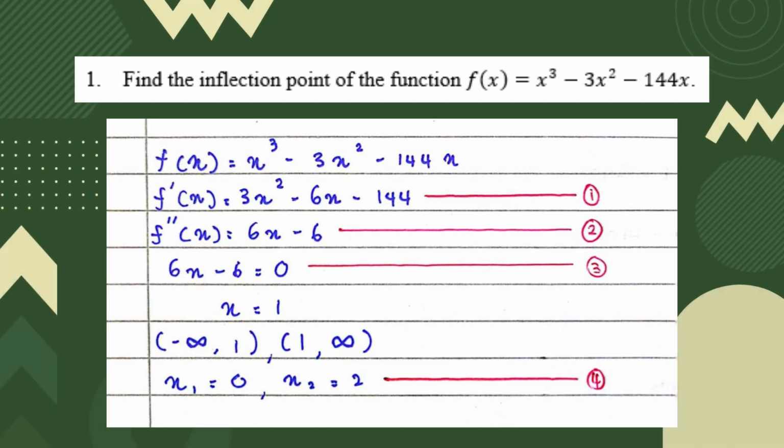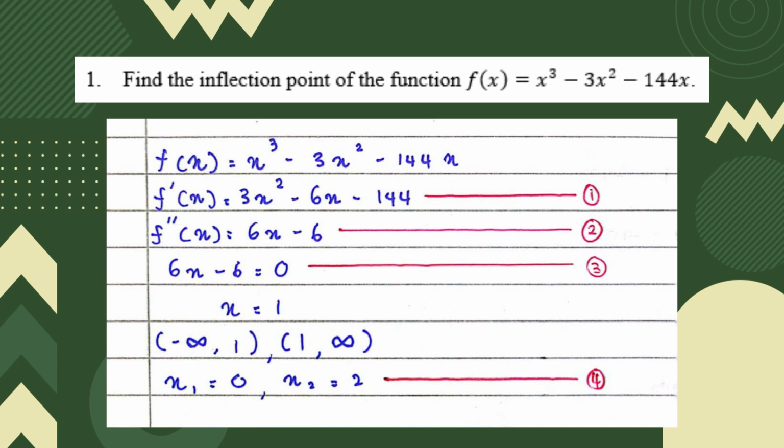For the first question, we will try to solve how we can find the inflection point for the function x cubed minus 3x squared minus 144x. For the inflection point, we have to find the second derivative of the function. Then we can determine how we can get the value of x.